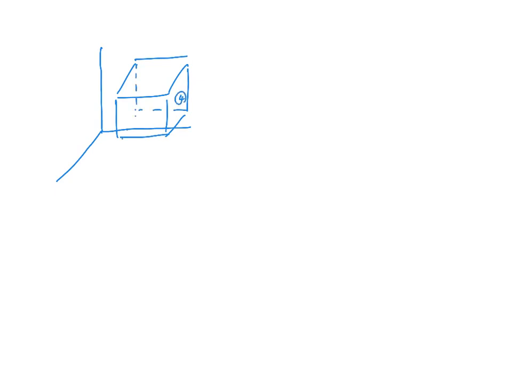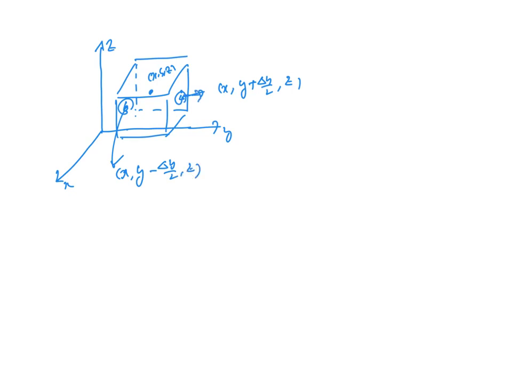This is 4, this is 6. The midpoint is x, y, z. So this point will be x, y plus delta y over 2, z. And this point will be x, y minus delta y over 2, z. And the normal vector is in the y direction. This is the minus y direction, right?